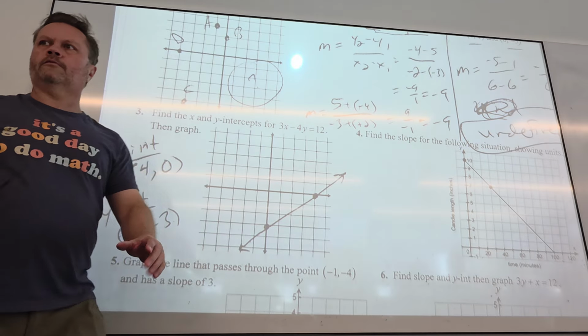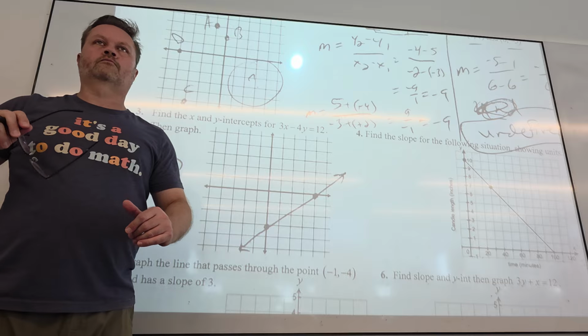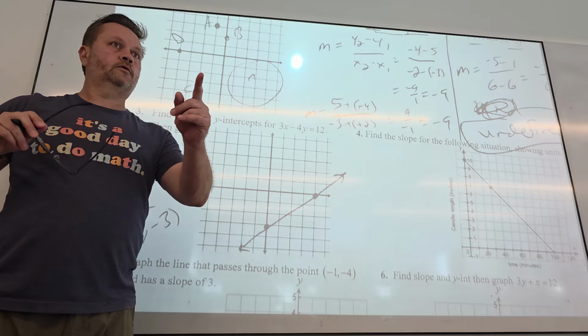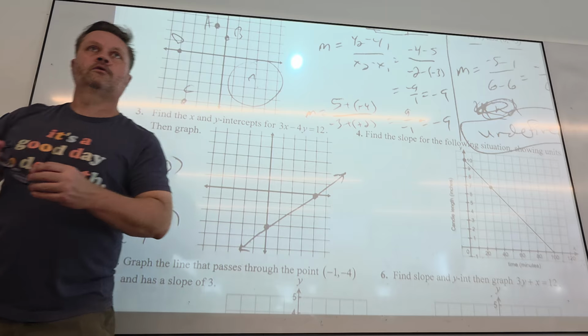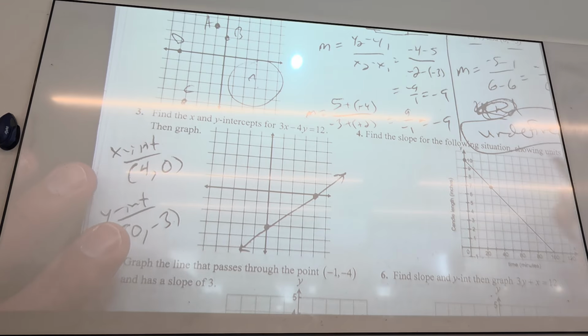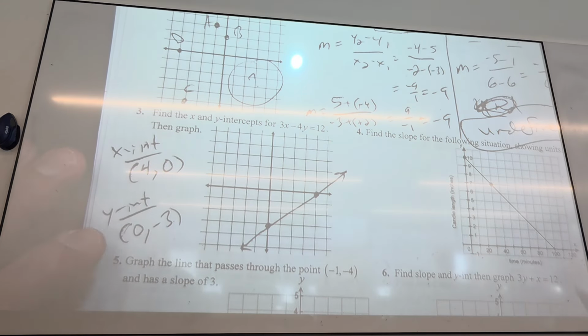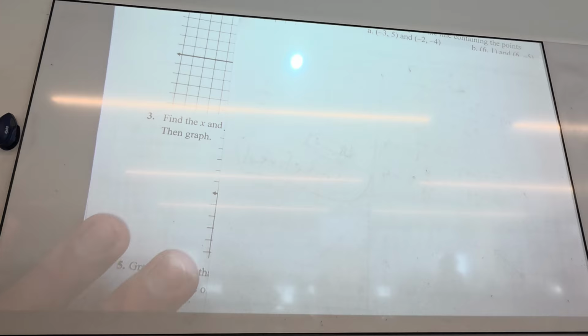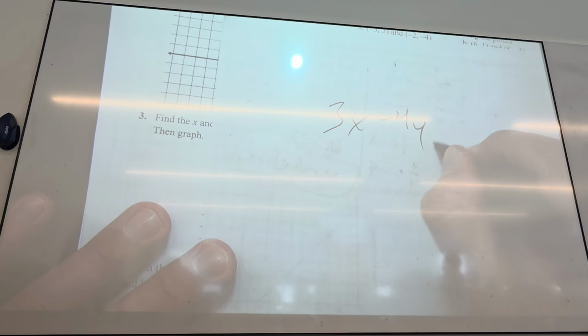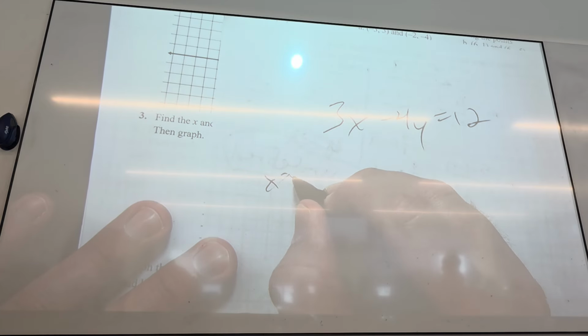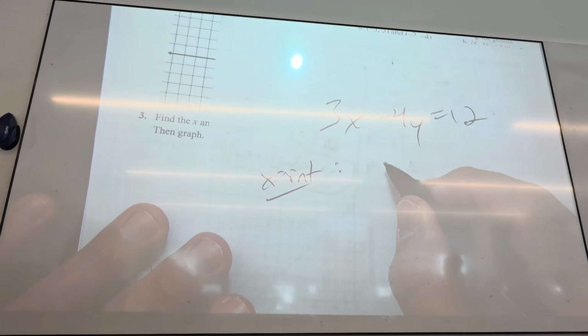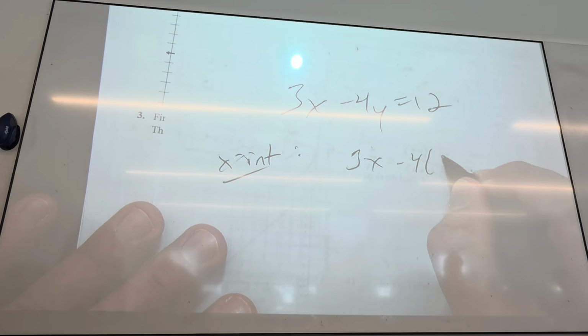Oh, so how is it negative? Oh, wait, negative 3. Yes. Can you repeat how you did the y-intercept? Sure. So let me show you. X-intercept. I know you asked for y-intercept, but I'm going to start here. I make y 0.